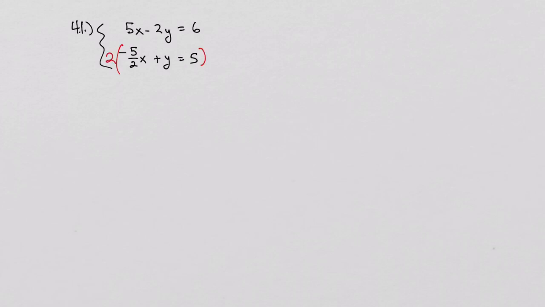And last one. 41 is the system 5x minus 2y equals 6, and negative 5 halves x plus y equals 5. Now, to start off with, I don't like dealing with fractions. The first equation is all integers, and that's going to be fine. However, this second equation has a fraction, so I'm going to multiply this entire equation, not just the left side, I need to do it to both sides, by the LCD, which in this case is 2. You're going to get a new system: 5x minus 2y equals 6, and when I distribute the 2 into the negative 5 halves x, I'll get negative 5x plus 2y equals 10.